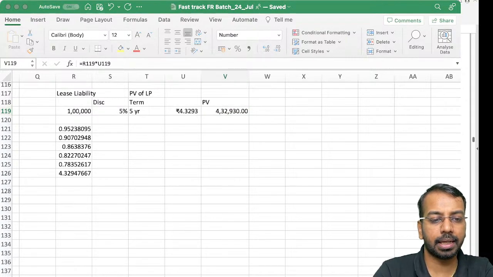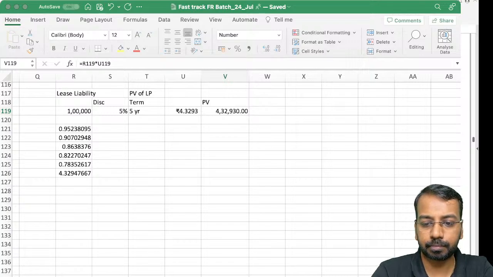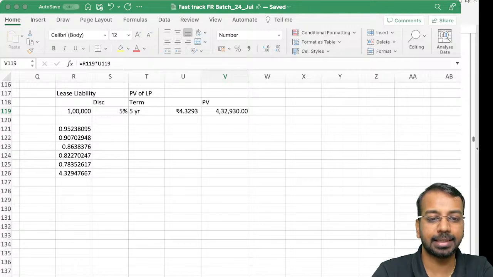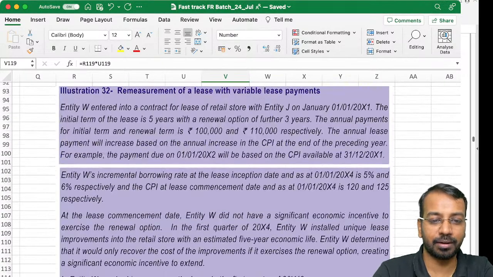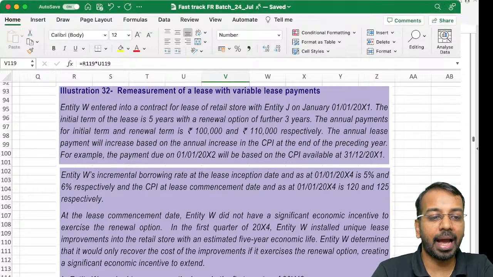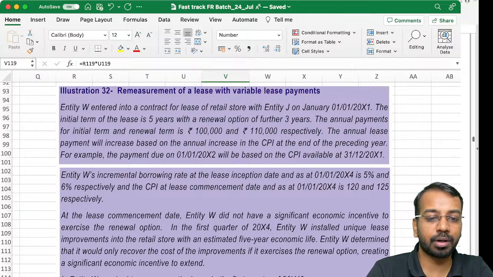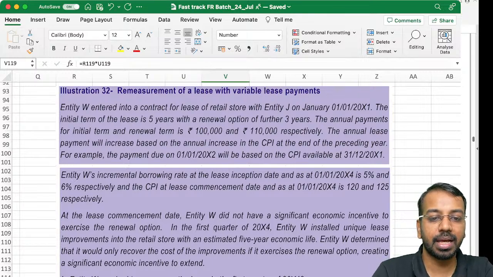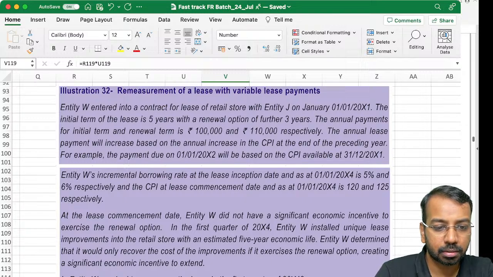Okay, I think, yeah. So thanks for pointing out. I think, see, in a hurry, I didn't read the question properly. Don't do this in your examination. Okay, so thanks Archana for highlighting that. Good attention. Here, the annual payments for the initial term are 100 and 110,000, and the annual lease payment will increase on so and so basis.